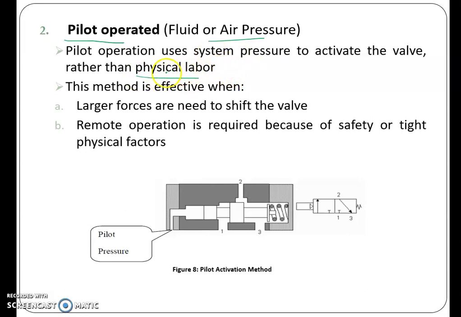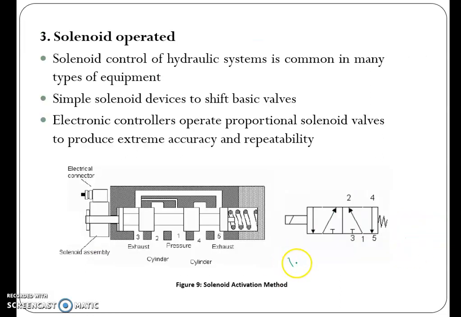Mechanical tadi adalah physical level. Okay, this is the symbol of the pilot operated. So this one adalah ada 1, 2, 3, so 3 port, 2 position. This one adalah satu side of the spring, maknanya spring offset. Okay, pilot operated PCV.